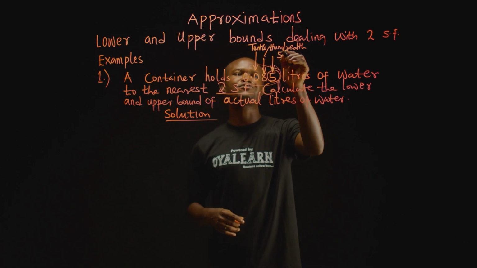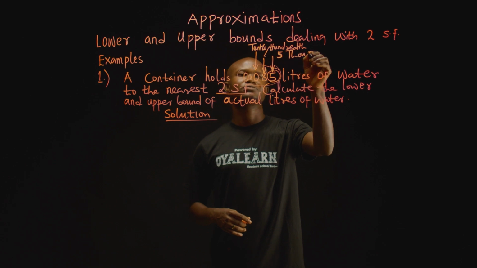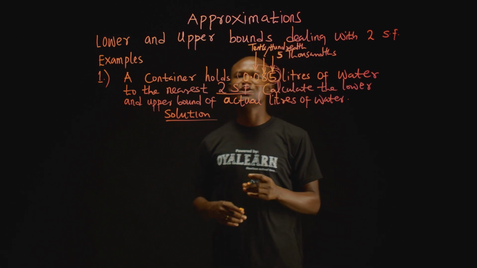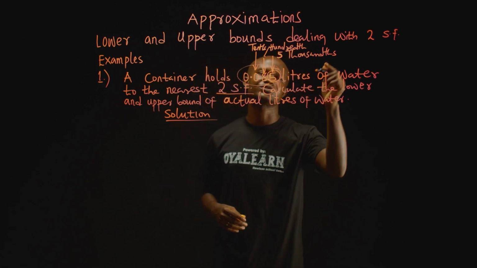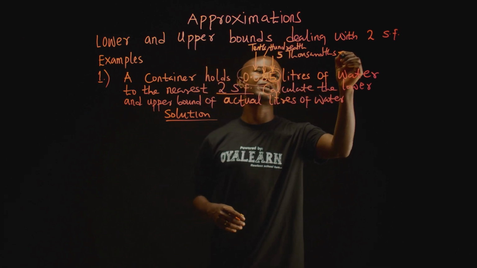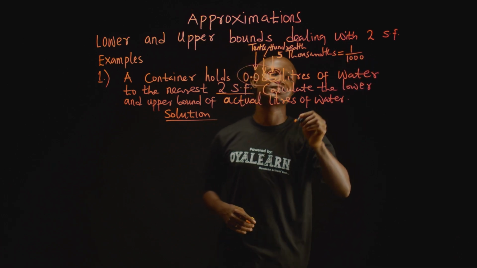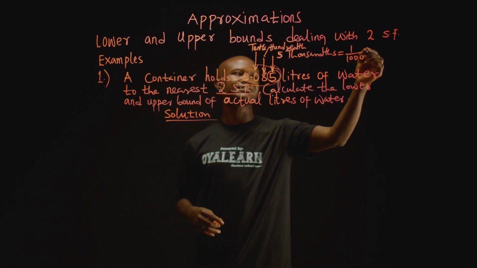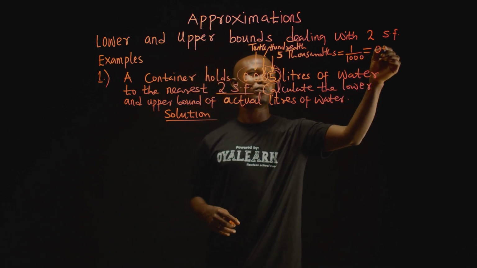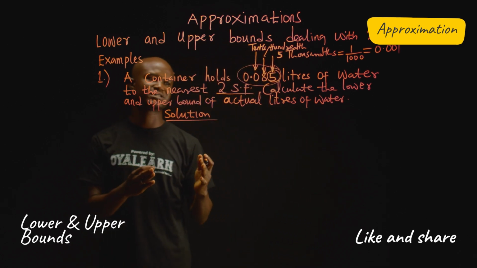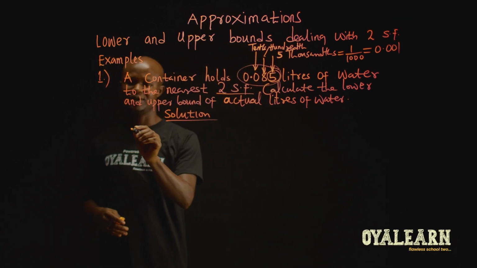And that's 5 thousandths. So what is the meaning of 1 thousandth? When you have 1 thousandth, what does that mean? It means that we have 1 divided by 1000. So in this case, this is the same thing as 0.001.